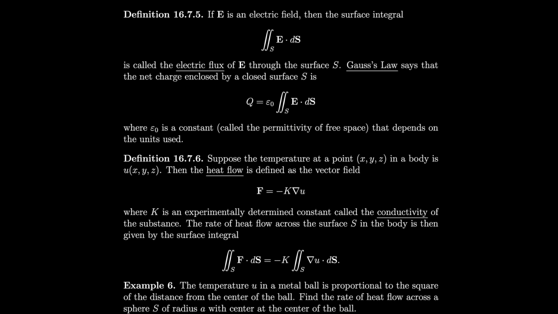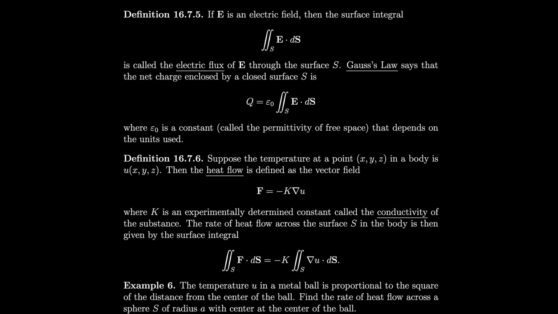If E is an electric field, then the surface integral of E dot dS is called the electric flux of E through the surface S. And then Gauss's law says that the net charge enclosed by a closed surface S is Q equal to epsilon 0 times that electric flux integral, where epsilon 0 is a constant called the permittivity of free space that depends on the units used.